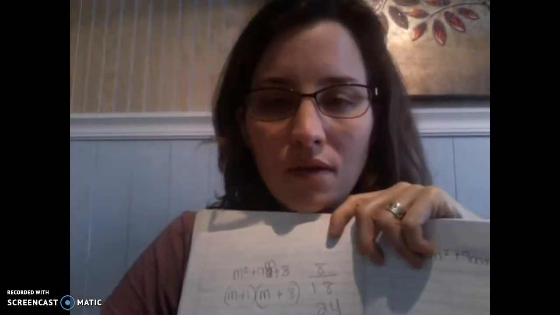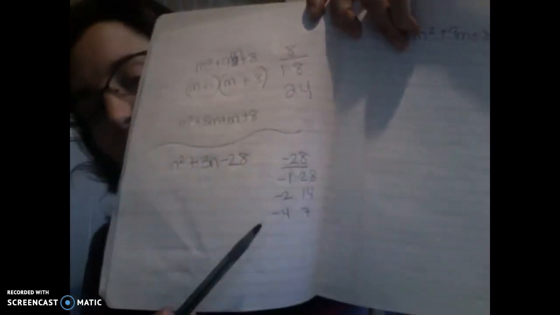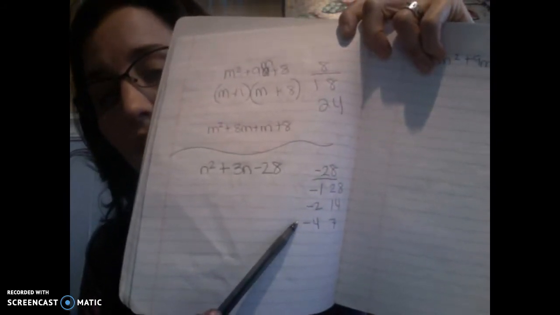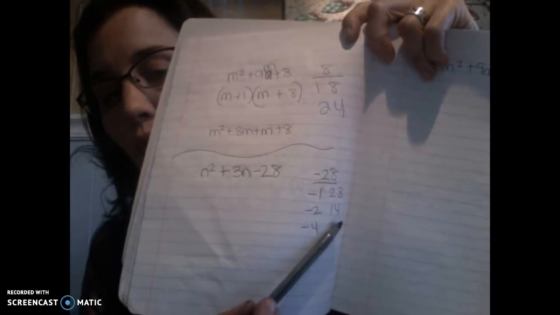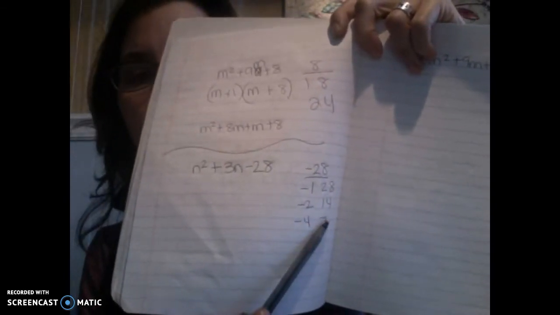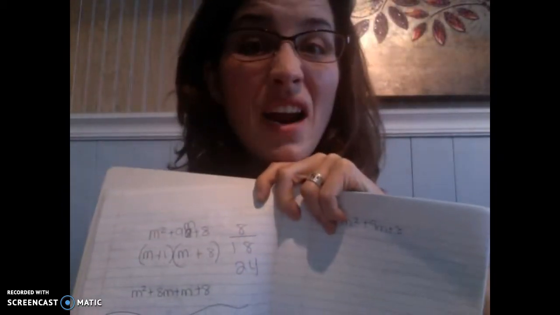So negative 28 factors are negative 1, positive 28, negative 2, positive 14. 3 doesn't go into it. Negative 4 and positive 7. And again, I made the 4 the negative because it was smaller than the 7. I know that these are factors. Now I can stop here because I know negative 4 times 7 is negative 28, and negative 4 plus 7 is 3.